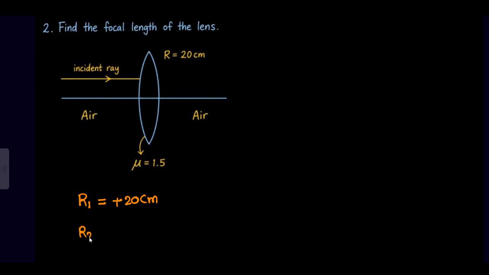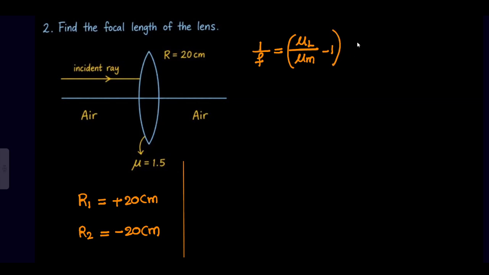And R2, minus 20. Yes, minus 20. Right. Now, tell me now here focal length, 1 by f, which is equal to refractive index of lens by refractive index of medium minus 1 into 1 by R1 minus 1 by R2.